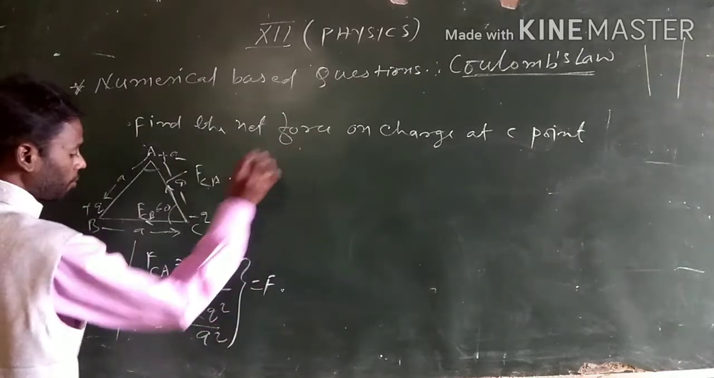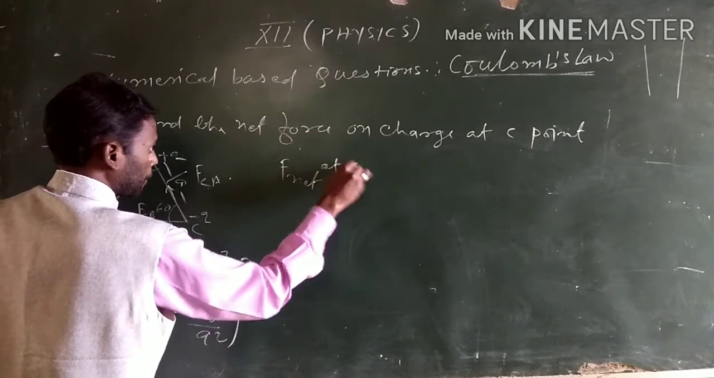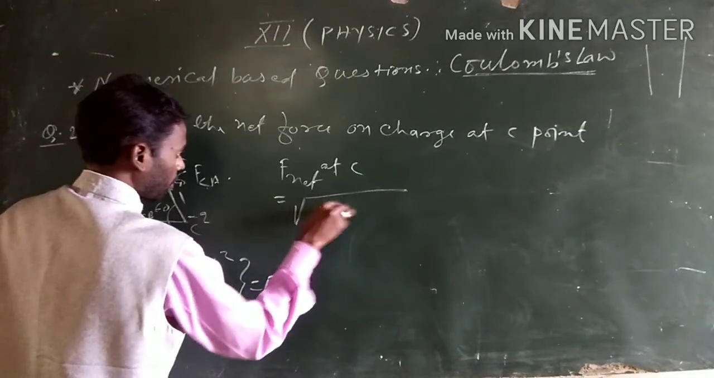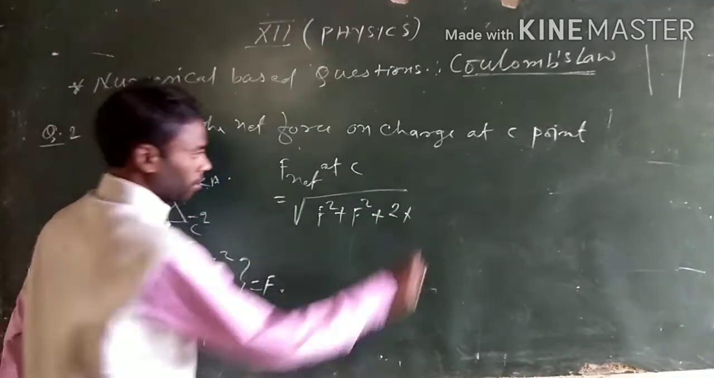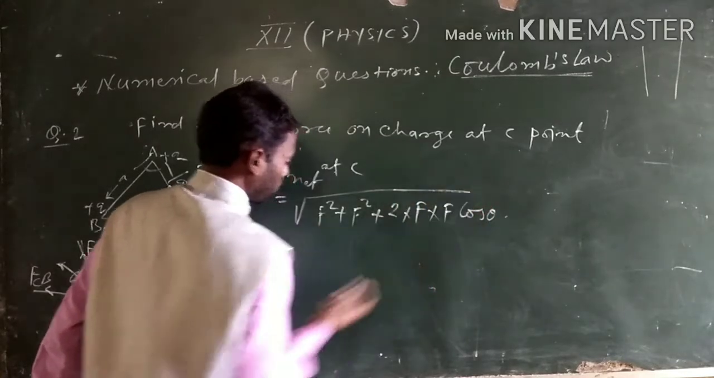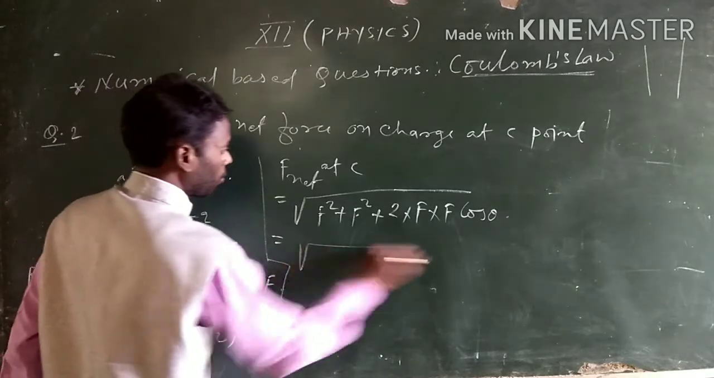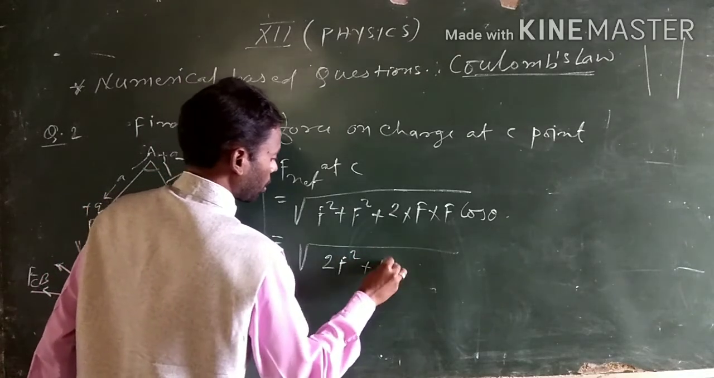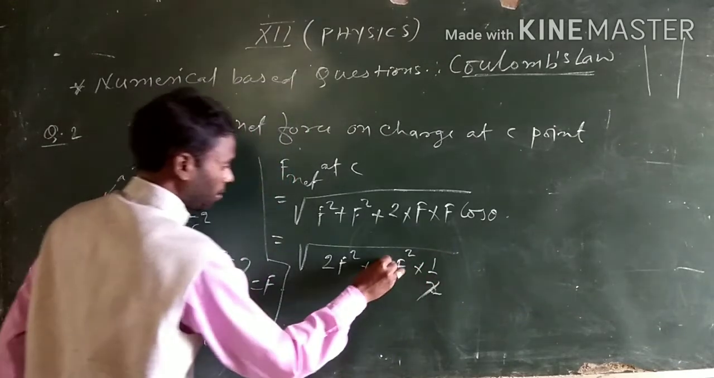Assume. Then the net force at C is equal to root over, the same formula we have to use. Now this time F square plus F square plus 2 into F into F into cos theta. This formula you always have to remember in your mind. Root over 2F square plus 2F square into 1 by 2. This 2 is going to cancel out.